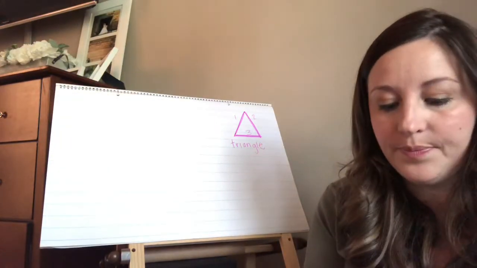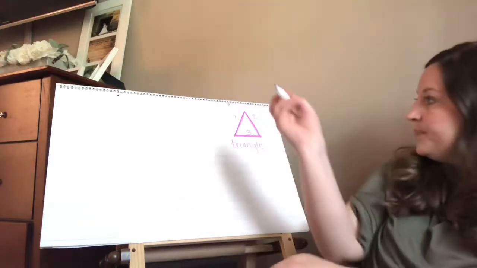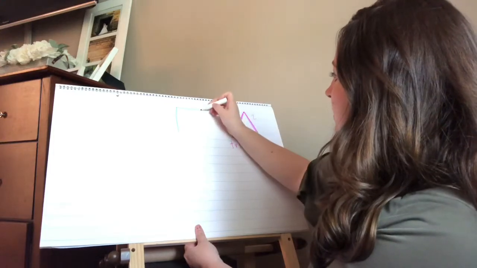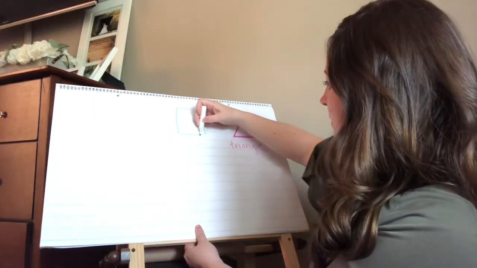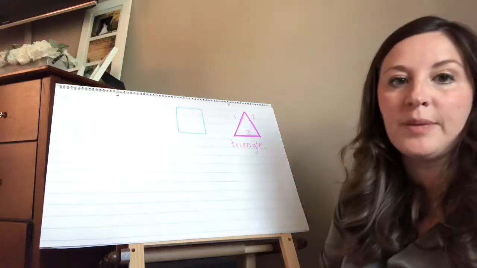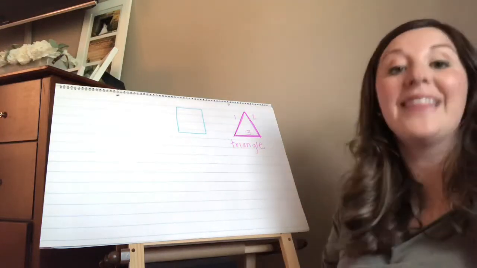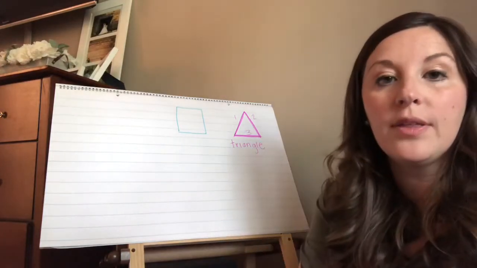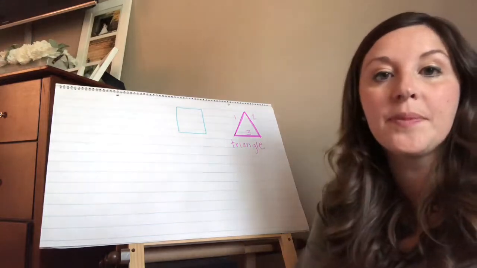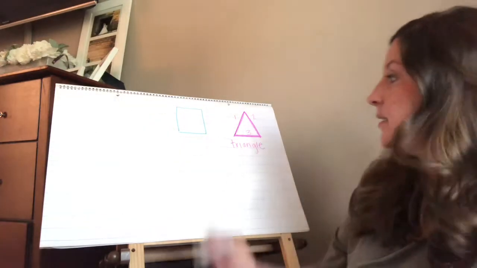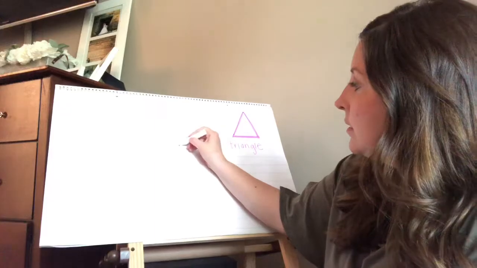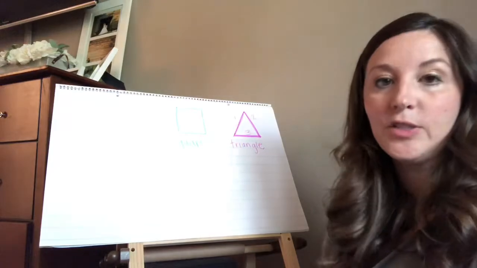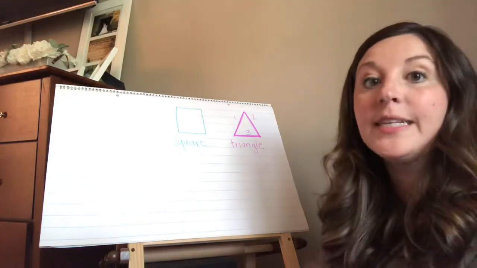Let's try another one. What shape is this? Who knows what shape that is? That's a square. What does square start with? The word square. It starts with the letter S. So we're gonna write square here, and that's how you spell square. Now we're gonna count the sides.